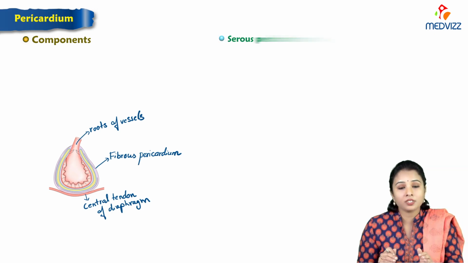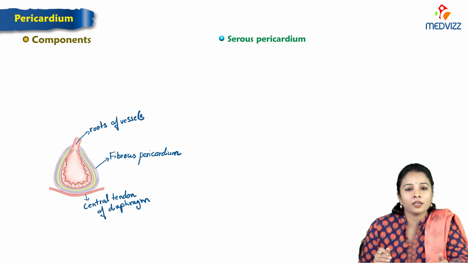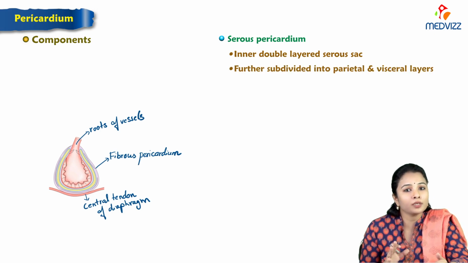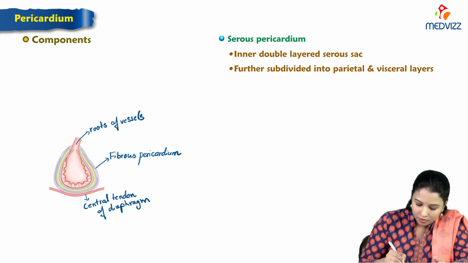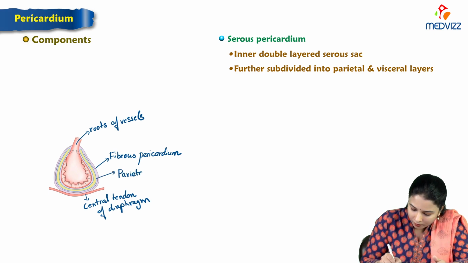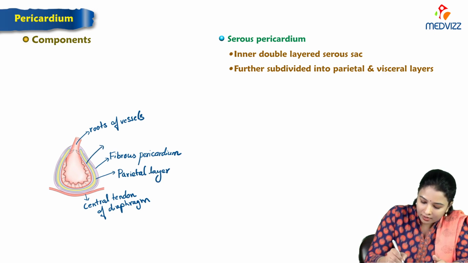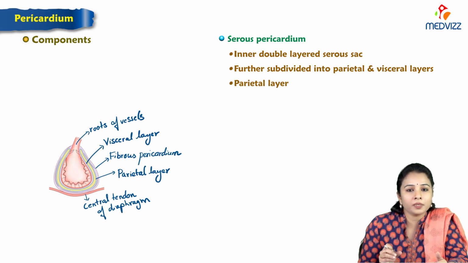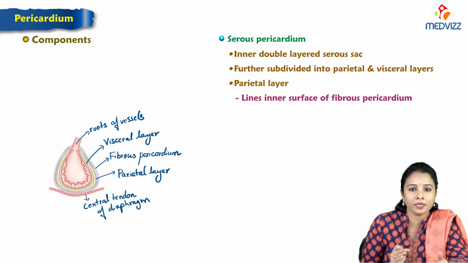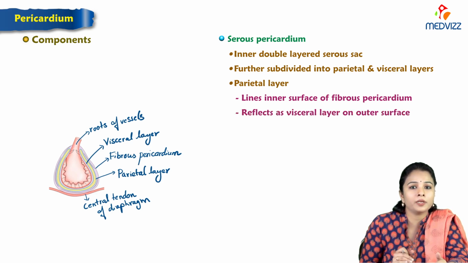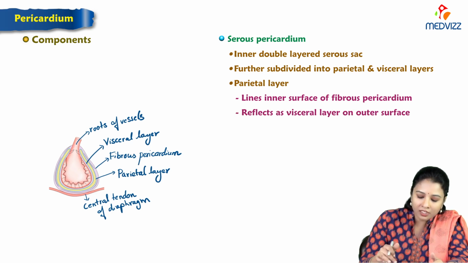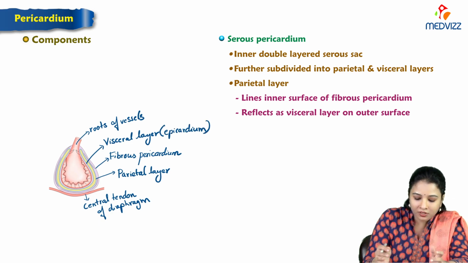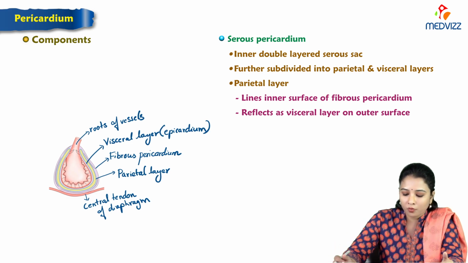Next, about the serous pericardium. The serous pericardium is an inner double layered serous sac. It is further divided into parietal and visceral layers. The outer layer is the parietal layer and the inner layer is the visceral layer. The parietal layer of the serous pericardium lines the inner surface of the fibrous pericardium and it reflects as the visceral pericardium on the outer surface of the heart. The visceral pericardium is called the epicardium. So we can see the visceral pericardium lines the outer surface of the heart, which forms the epicardium.